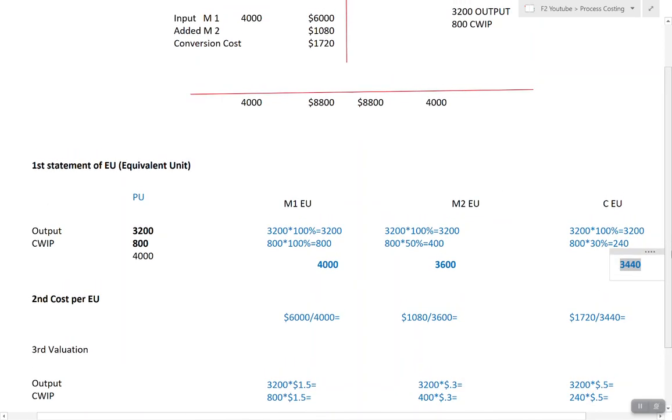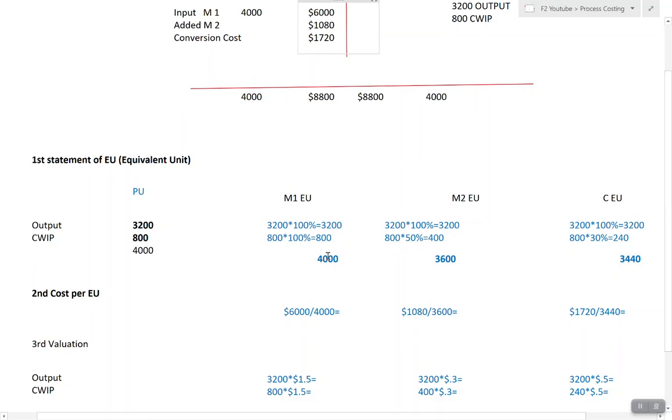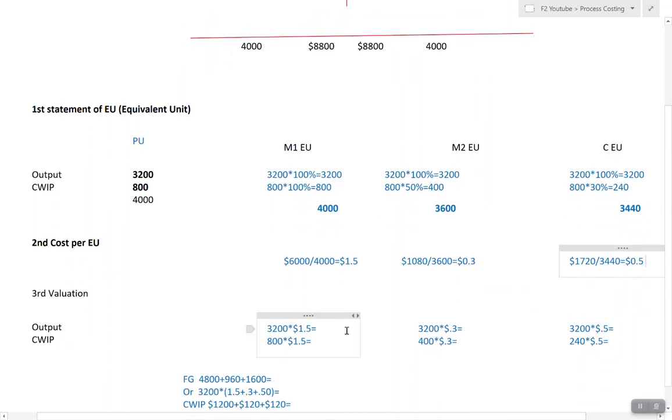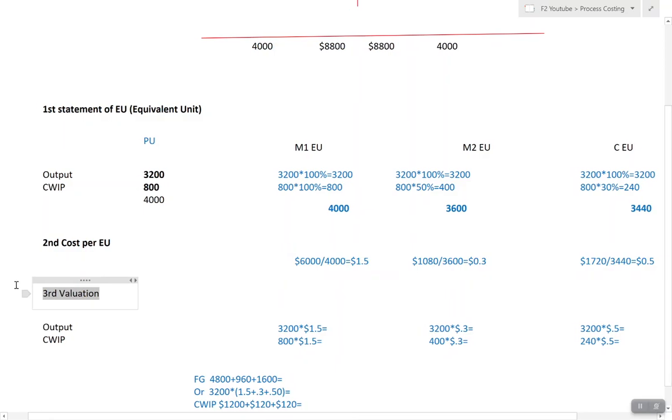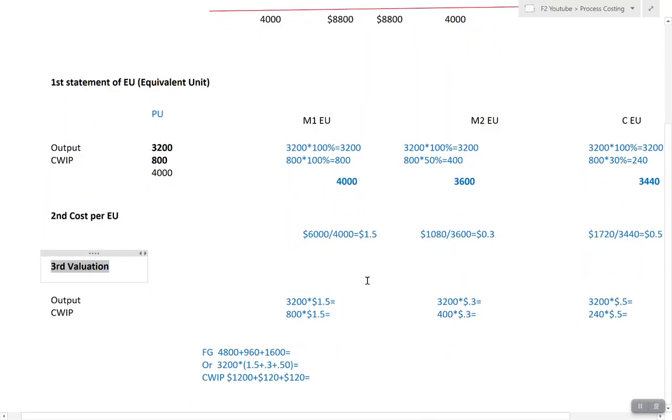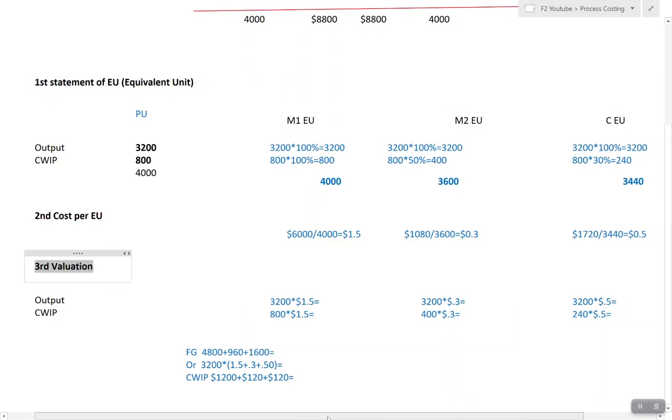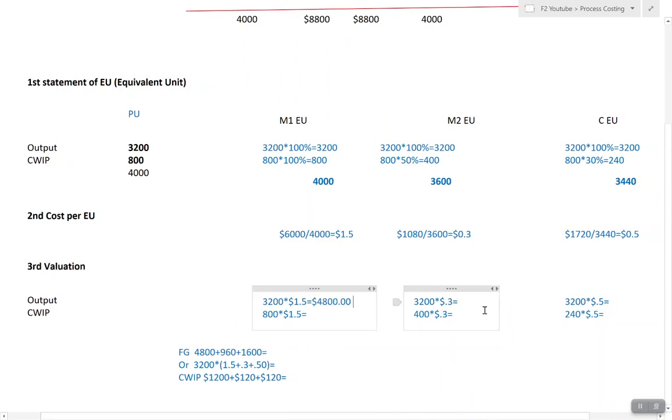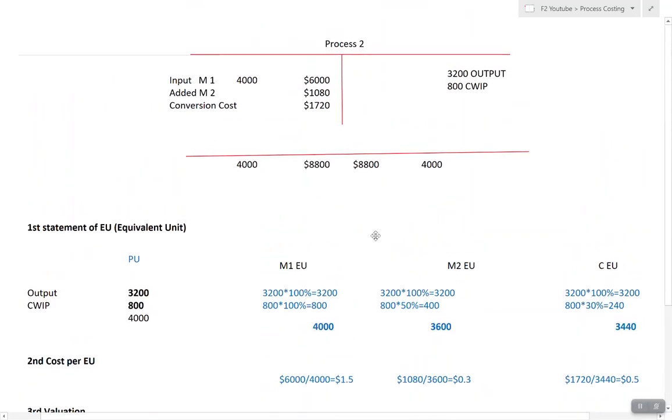Now we find the cost per equivalent unit, which is 6,000 divided by the number of equivalent units, 1,080 divided by equivalent units, 1,720 divided by equivalent units. Now valuation, third step. 3,200 multiplied by 1.50, 0.30, and 0.50, and 960. So adding all 3 together, we have 7,360.